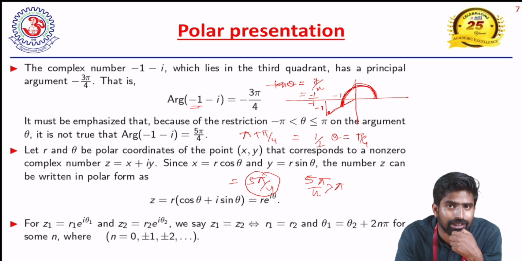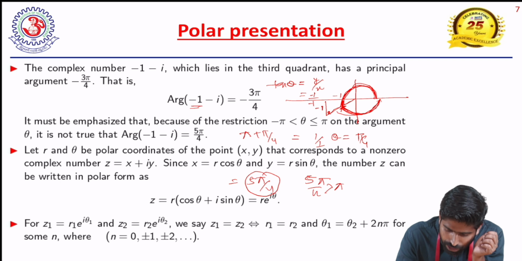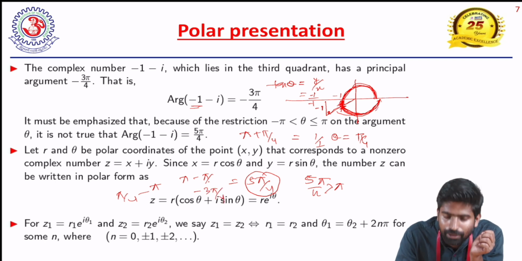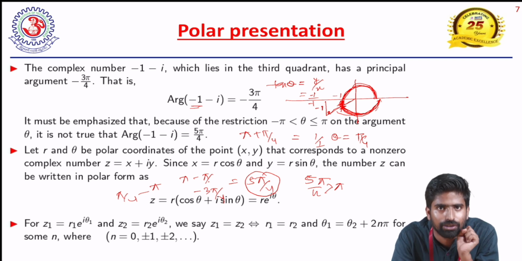Now, in order to find the principal argument, we measure in the clockwise direction from the positive real axis, up to that point only. So we are going in the negative sense. The total is minus pi, and if you subtract pi by 4 from it, it becomes minus 3 pi by 4, correct? So this is the principal argument of the complex number. 5 pi by 4 will not be a principal argument.